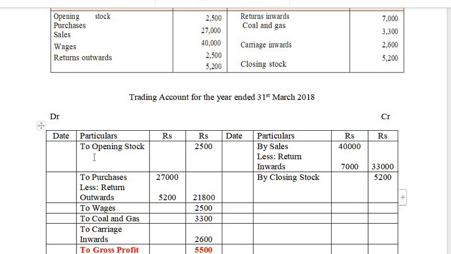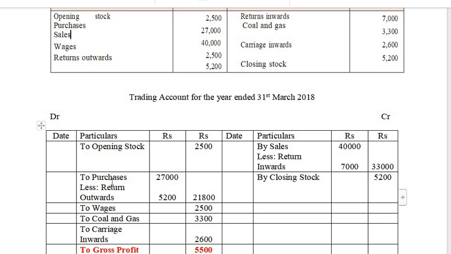Start with that. So in this case, when you are preparing any account, on the left hand side you have to mention "to", and on the right hand side you have to mention "by". Okay, so on the left hand side, you have to start with "To opening stock". What is the value given? 2500. Then the next mandatory information you have to write is nothing but the purchase.